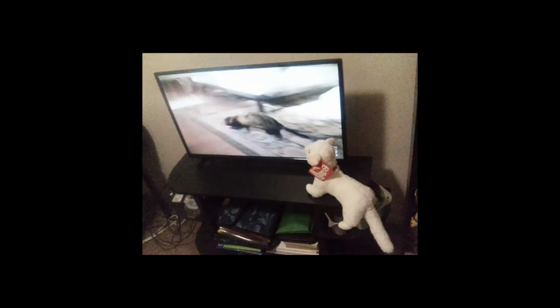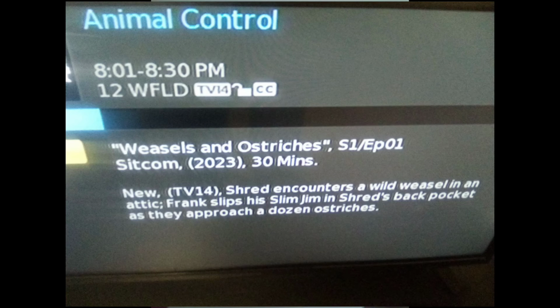Okay, our third ambigram, in honor of Musky being so excited that the Weasel was portrayed by a ferret, because of course, they're always portrayed by ferrets. We have Weasel and Ostrich, which is in reference to the first episode's title, Weasels and Ostriches. So let's go.